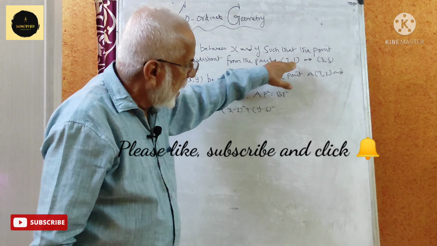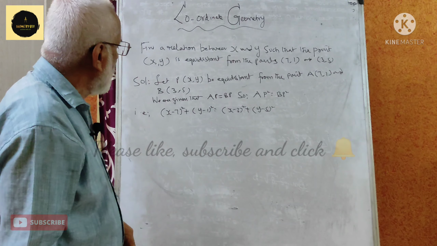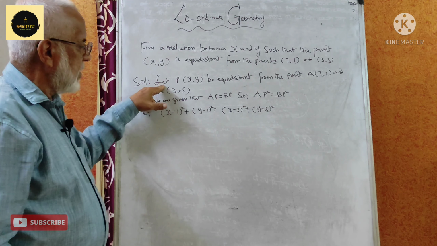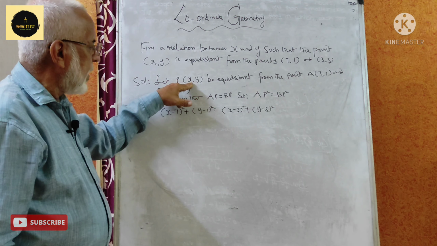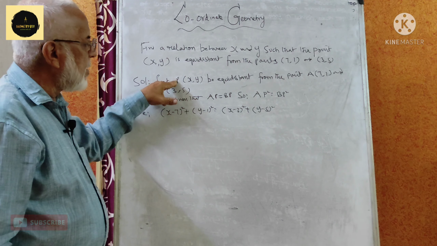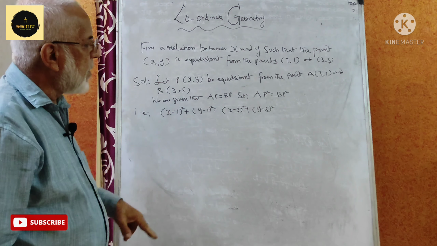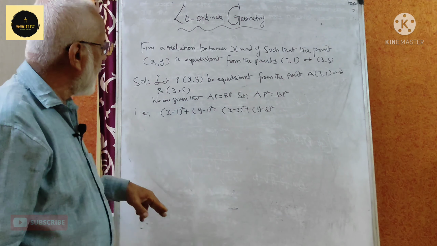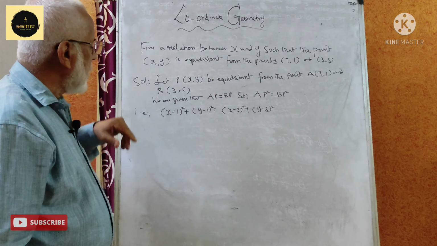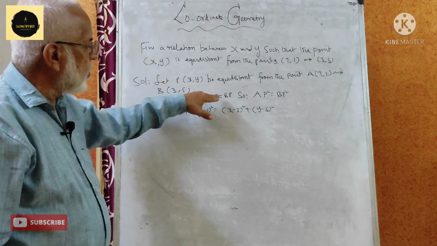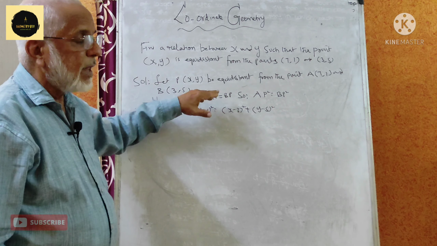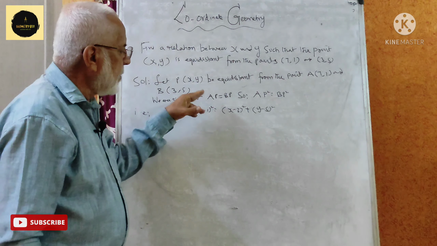Find a relation between x and y such that the point (x, y) is equidistant from the points (7, 1) and (3, 5). So in the solution what you have to write is: let P be (x, y), which is called the equidistant point. Which are the points? (7, 1) that is A and (3, 5) that is B. We are given that AP is equal to BP. AP and BP are equidistant from P.